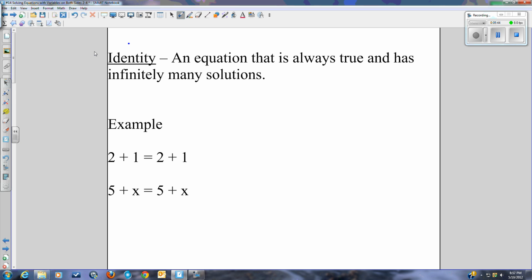An identity. This is an equation that is always true and has infinitely many solutions. For example, 2 plus 1 is equal to 2 plus 1. That's always true.